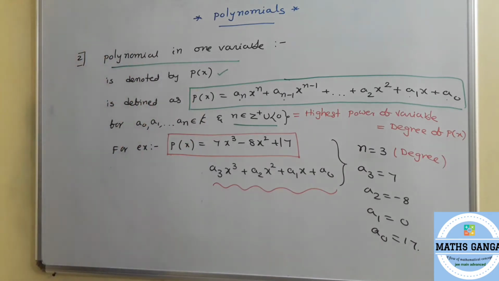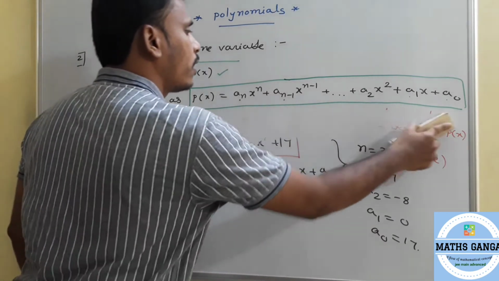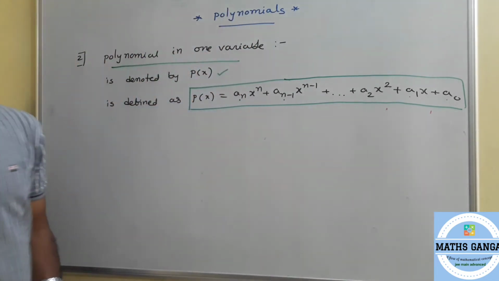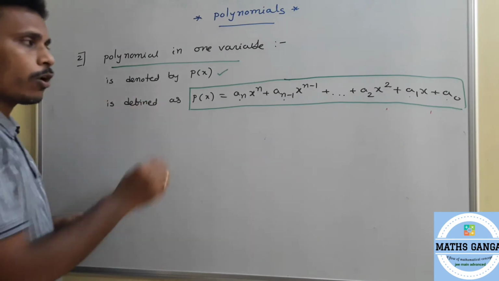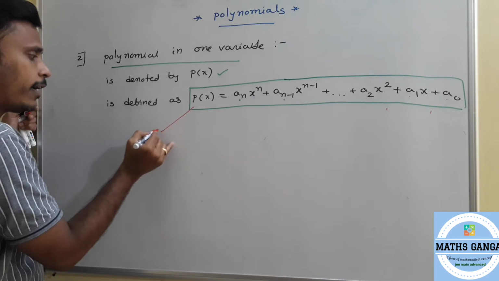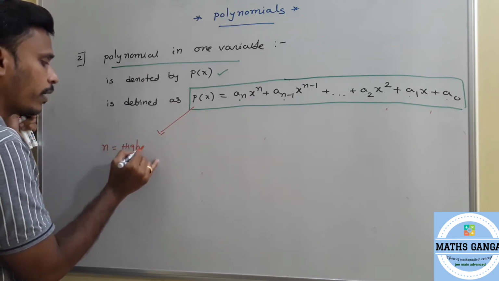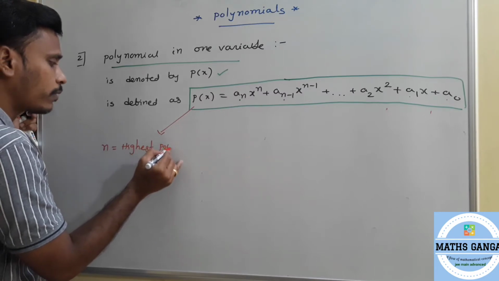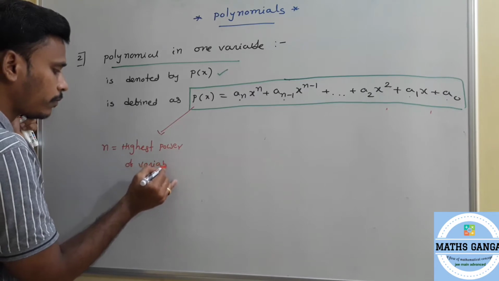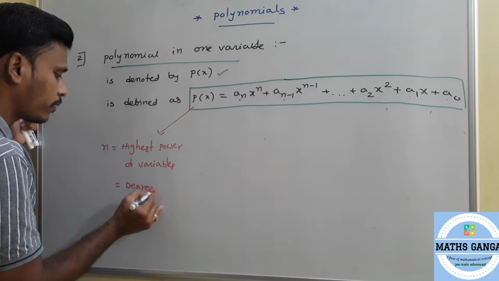This is a general polynomial. Depending on this general polynomial, we need to classify and discuss different points related to the polynomial. I will discuss them one by one. First of all, this p of x is a polynomial like this. As I said, n is the highest power of the variable, and it is mentioned as the degree of p of x.